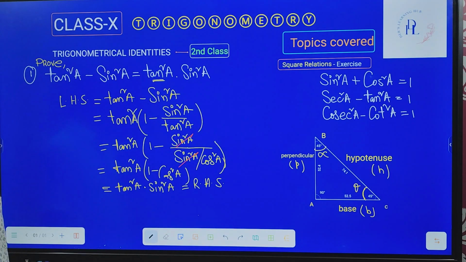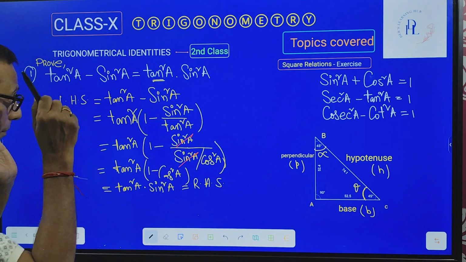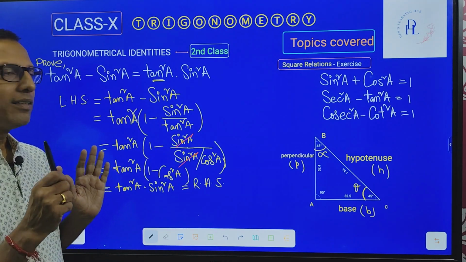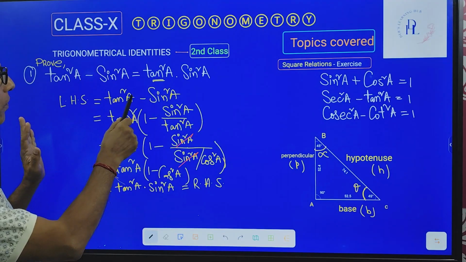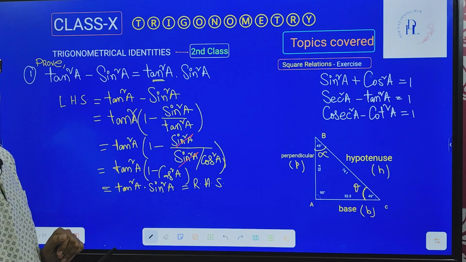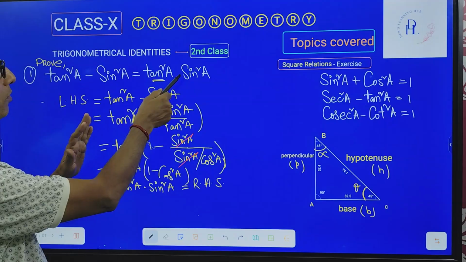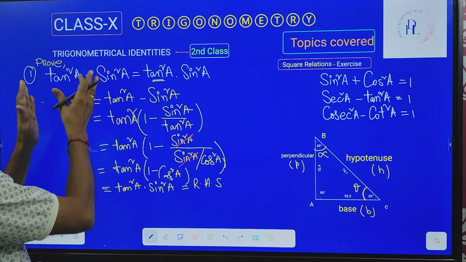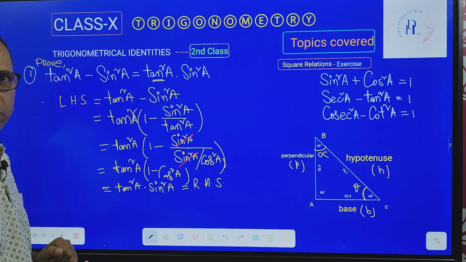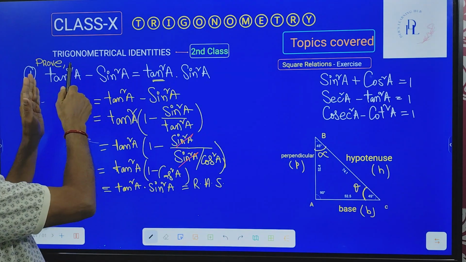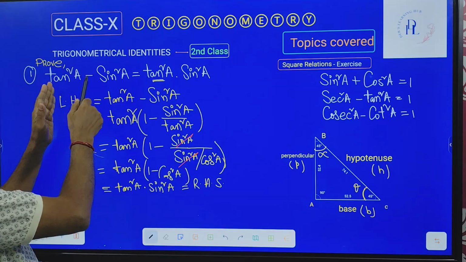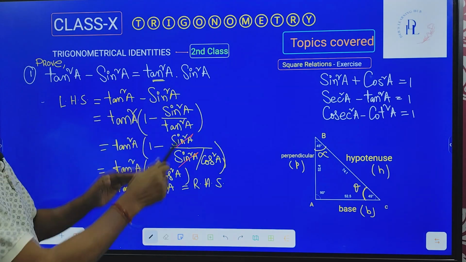Very simple. Just remember the formulas and understand exactly what it is asking to prove and where from you can start. Here it is a subtraction between two trigonometrical ratios. So how you can do that? You need to express this subtraction part as a product.